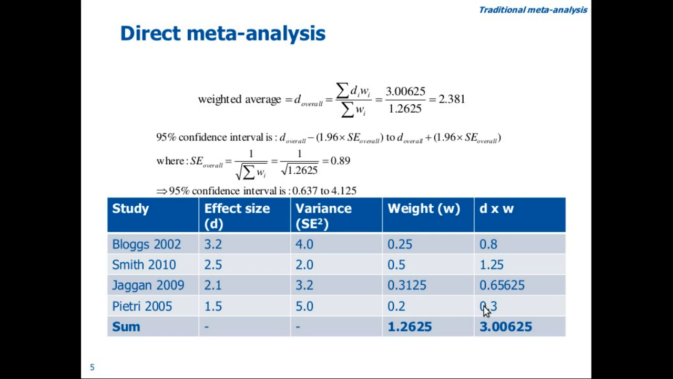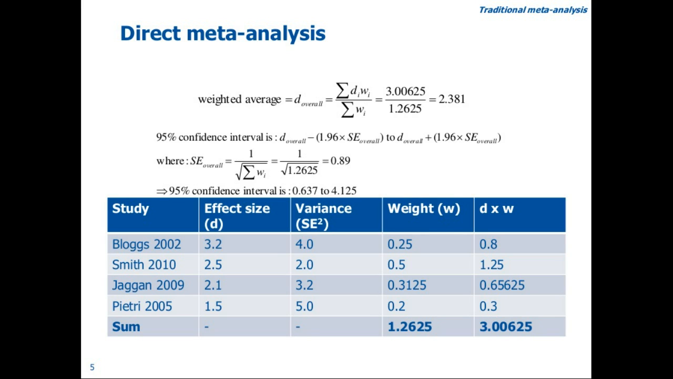If we add all those up, we get this value down here, 3.00625. And if we sum all our weights, which is our denominator, we get 1.2625. And if we work out those sums, we get 2.381. So our weighted estimate of effect is 2.381.